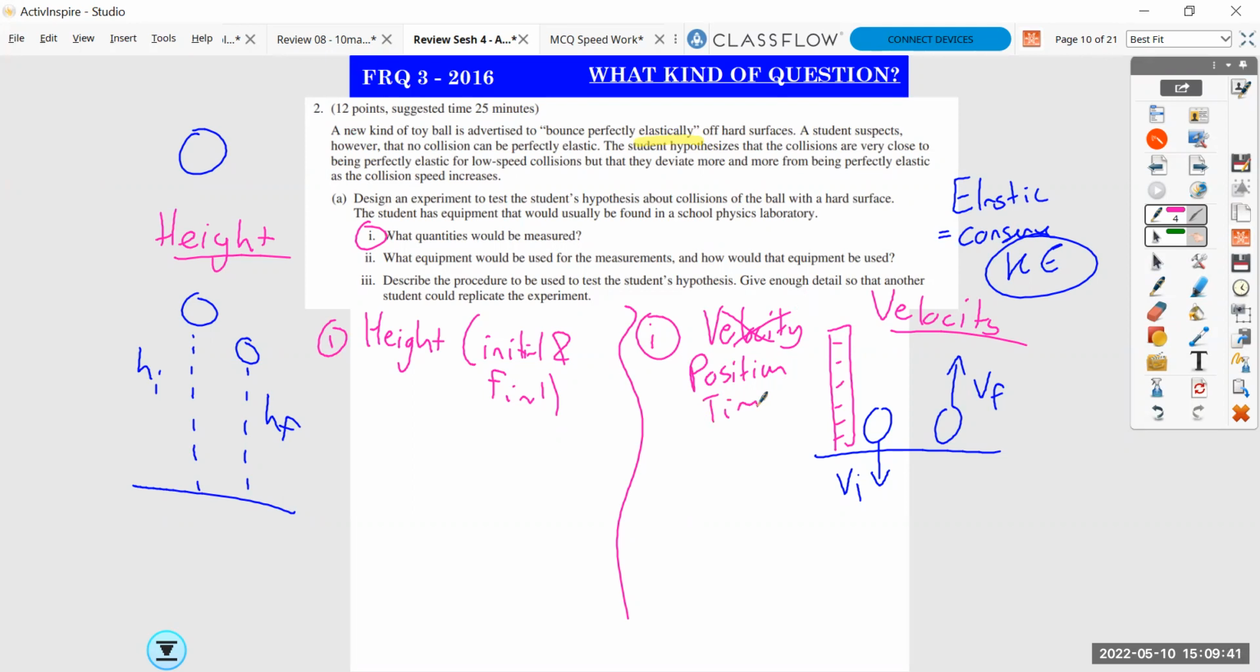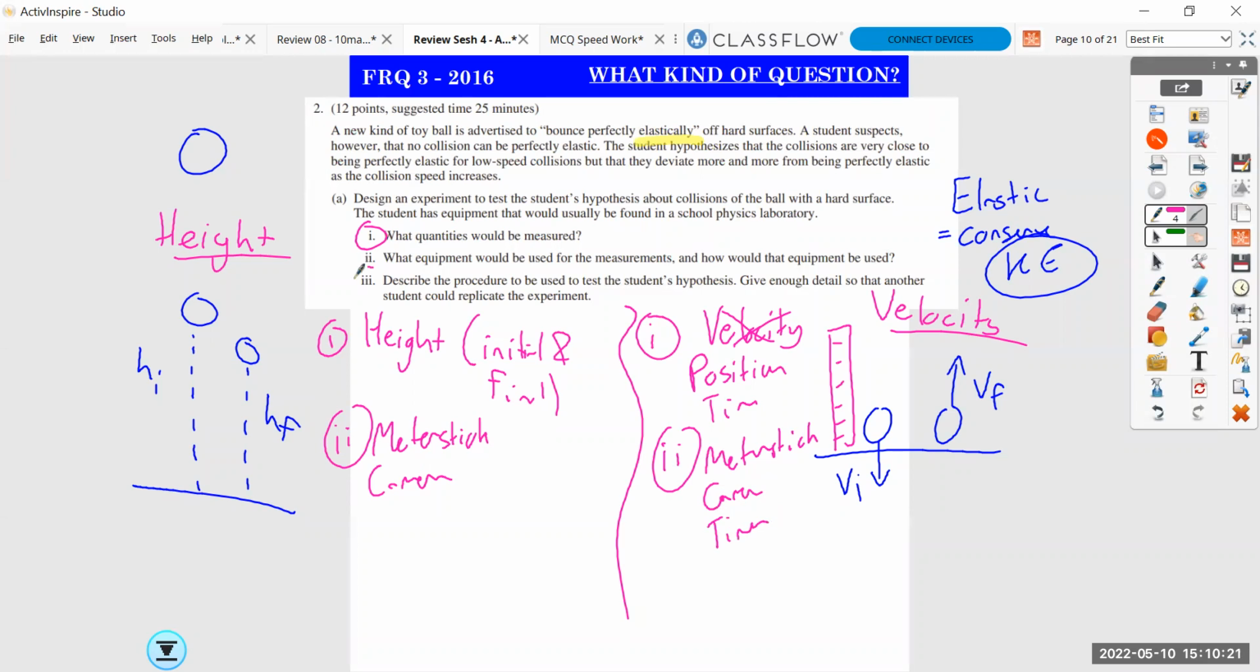For the equipment, if I'm doing height, I probably want a meter stick. I think you also want a video camera for the height version of the lab, because you can imagine eyeballing exactly how high the ball gets back up to is probably challenging. So having some kind of camera so you know exactly where it was released and exactly where it got up to is good. For the velocity version of the lab, we're also going to want a meter stick. We're also going to want a camera. And the big difference is if we're calculating velocity, we want a timer.